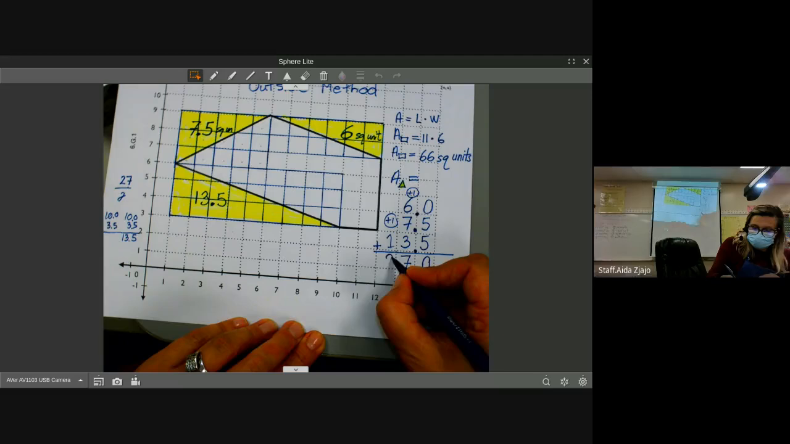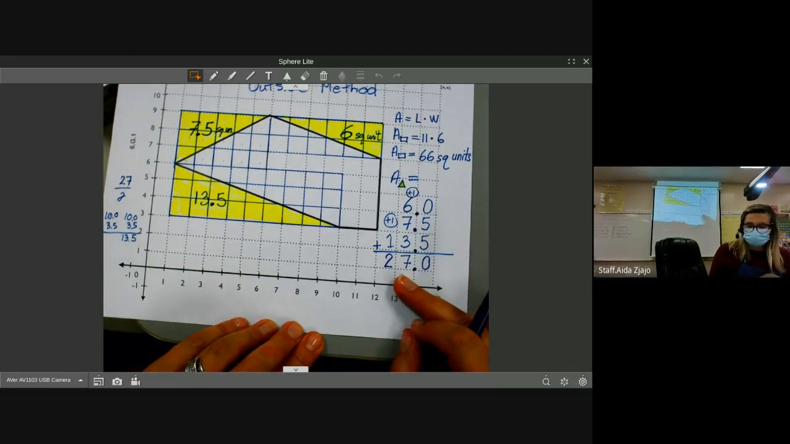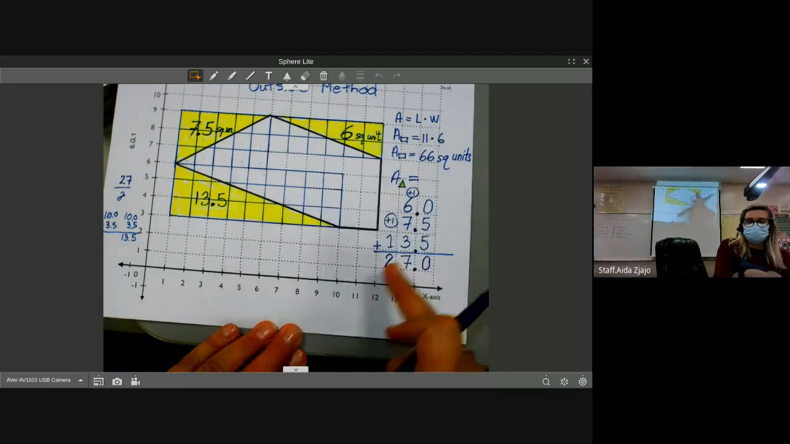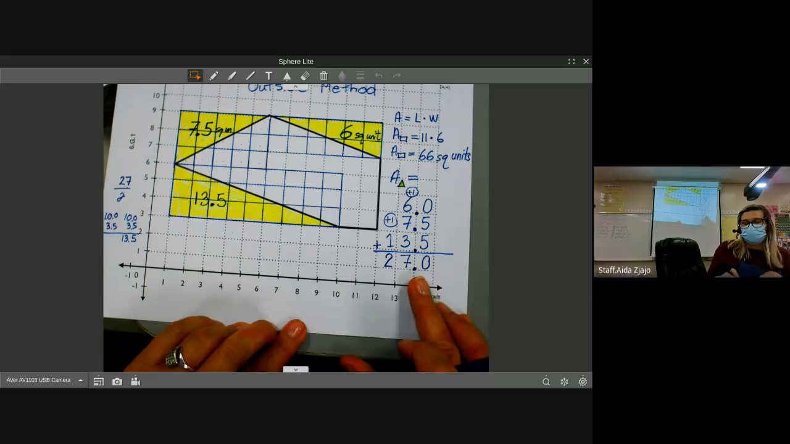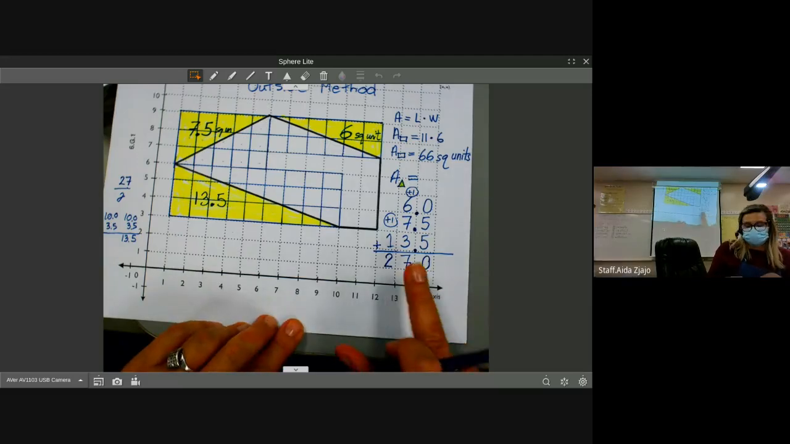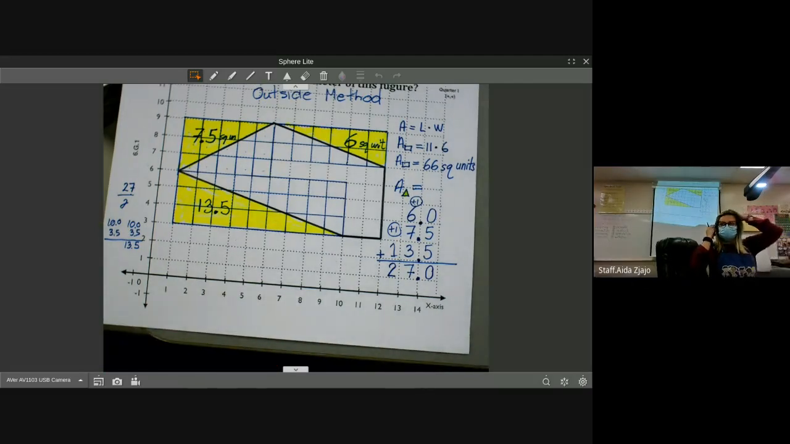13.5. So how much is it? All three triangles around, they are 27 units. So what am I going to do now with that? What I found with these 27 units? What do I need to do now?